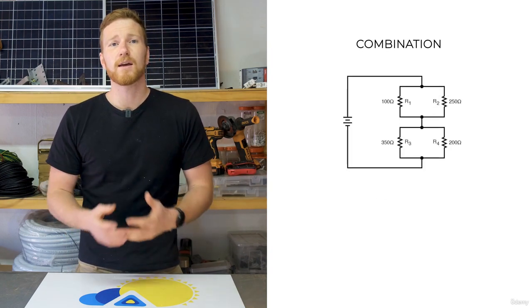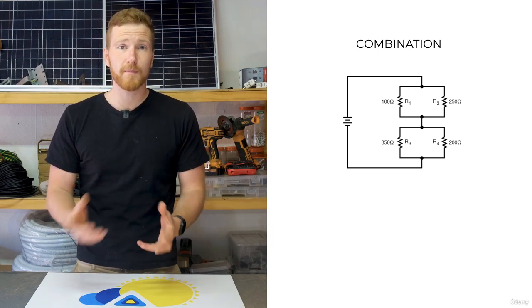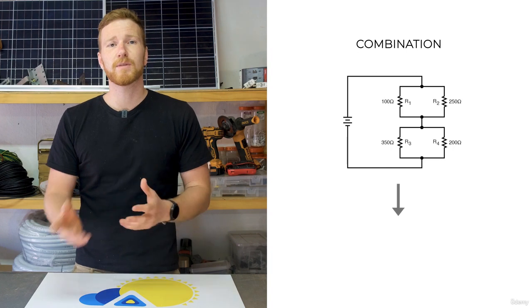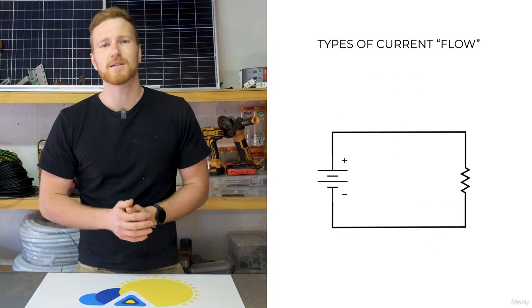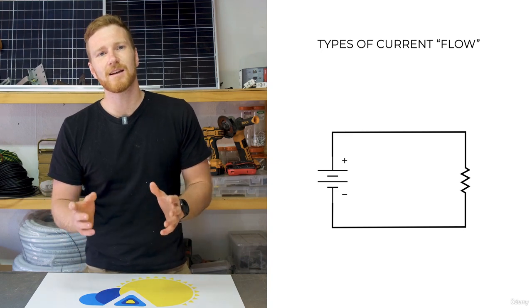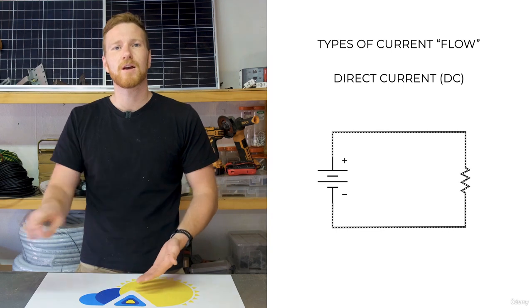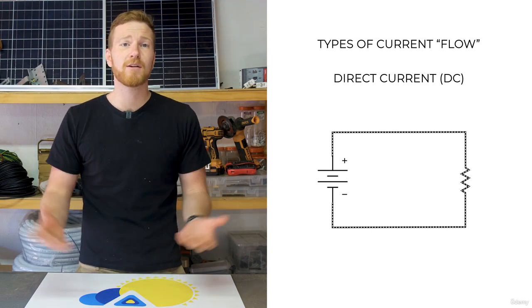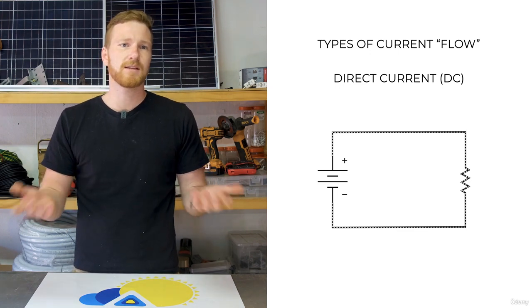You can also have a combination of series and parallel to form more complex circuits, but they can be simplified through Kirchhoff's law. Types of current patterns. Now, there is DC electricity, direct current. This is where electrons flow in one direction from negative to positive. Most of our electronics, like our phones and devices, use 5-volt DC electricity.